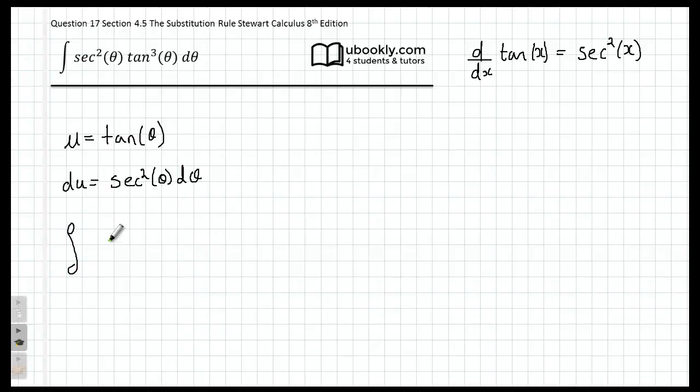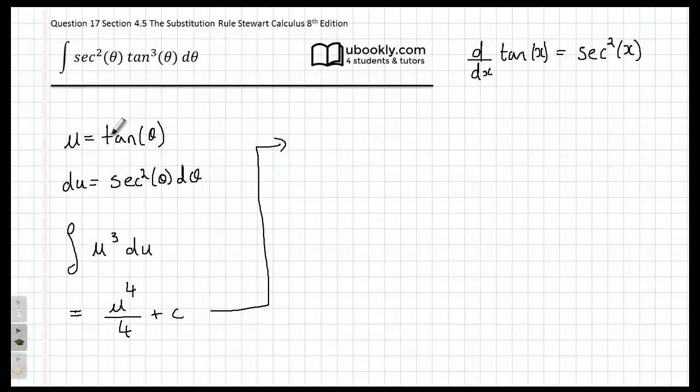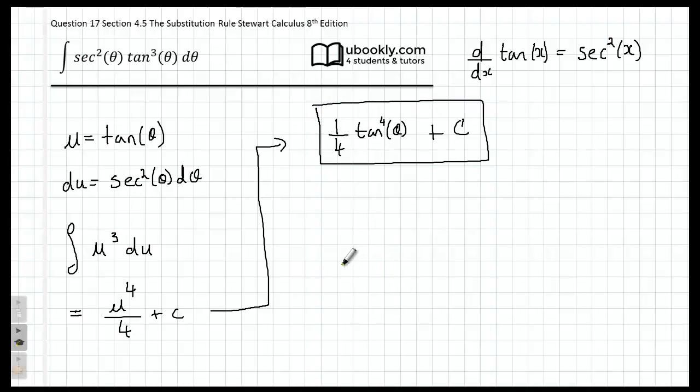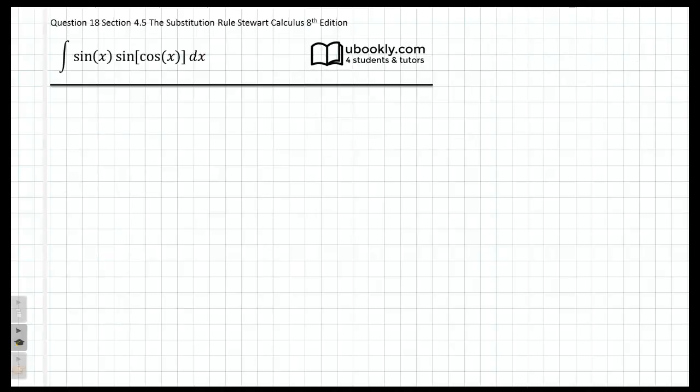And I can make my substitution now. I'll get u cubed du. Now this is a simple integral, u to the power of 4 over 4 plus c, and I'll substitute in tan theta for u. I'll get 1 over 4 tan theta to the power of 4 plus c, and that would be the final answer. So as you can see, for u substitution, if you know your identities, if you know these standard derivatives and standard integrals, it becomes very easy. Next question.